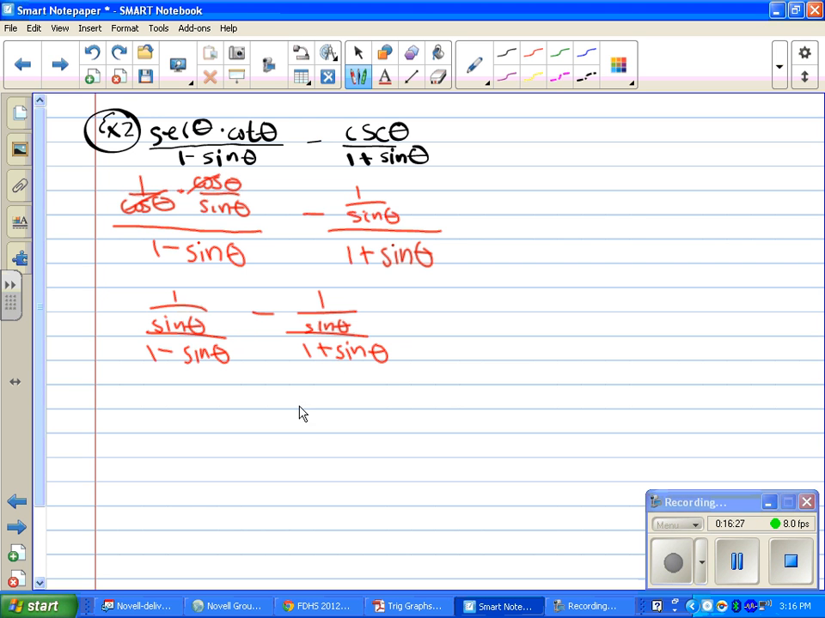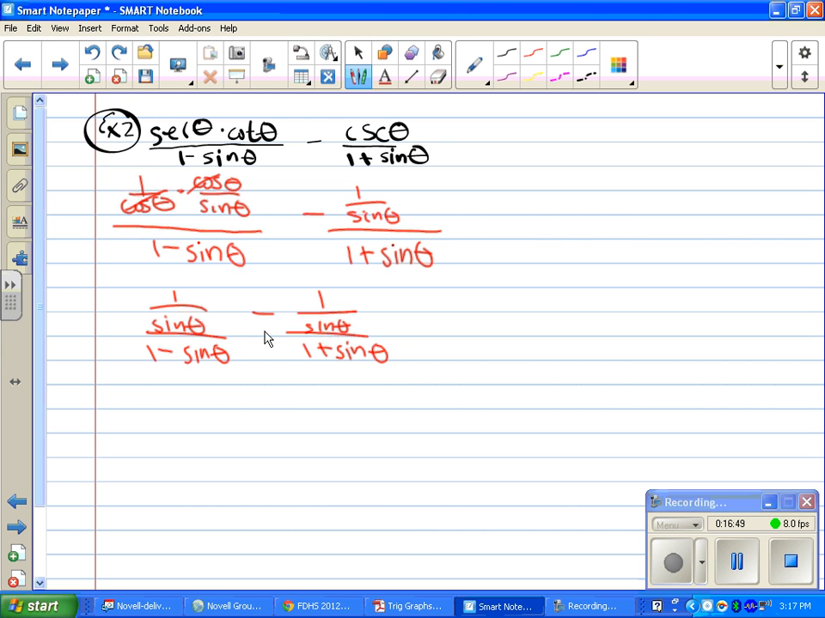And I'm almost to a stumping spot. It doesn't look like I can go anywhere else. I mean, yeah, I could change these to cosecants, but it's still not going to help me get these two together, except, remember that old song? What does the left side need that the right side has? In order to subtract these two fractions, I need a common denominator.